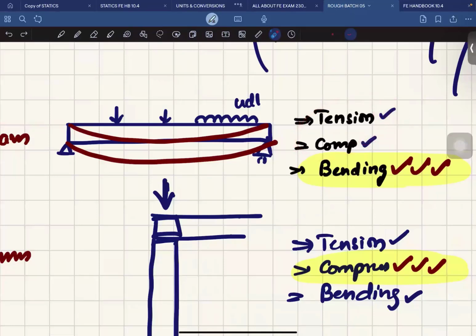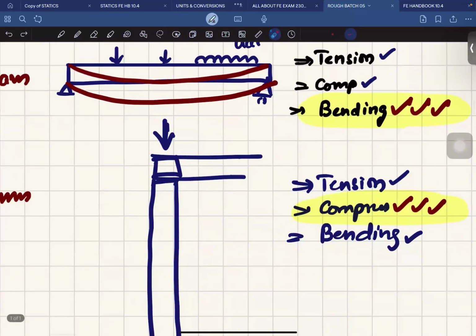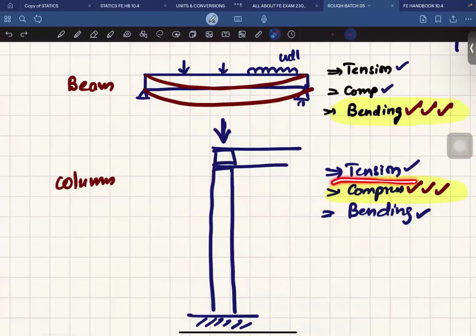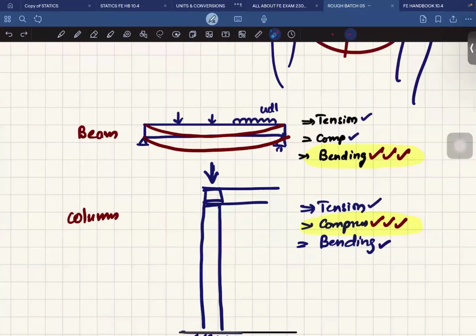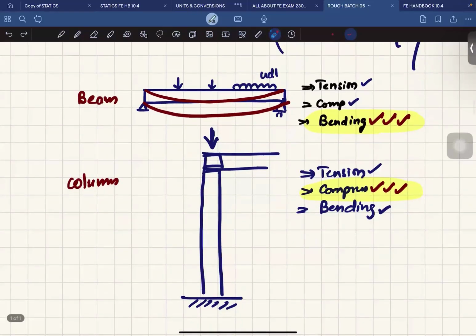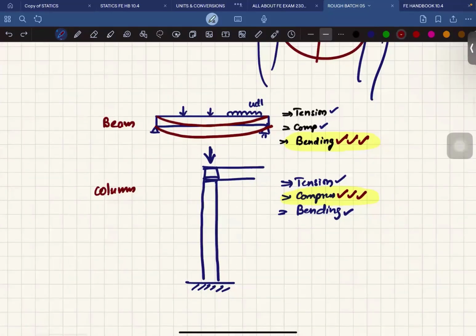But one of our friends has asked a question: why in the column is compression predominant and why in the beam is bending predominant? Some of them try to answer. You can proceed answering it now. There is an answer right in the figure. The force is applied axially, from the top. Perfect. Your good name, please? Ubaid Sharif.